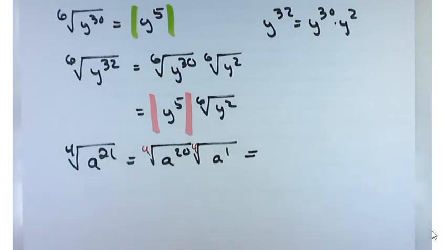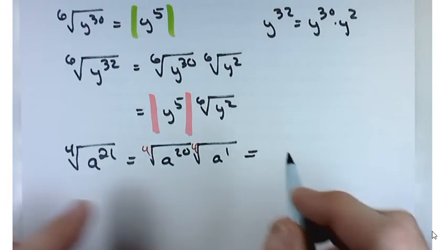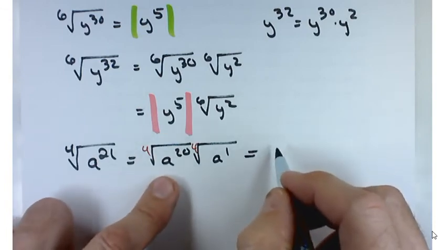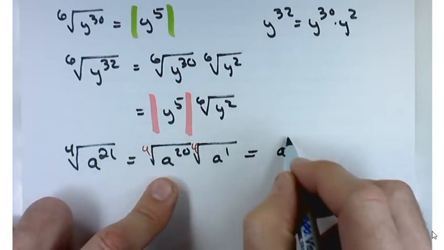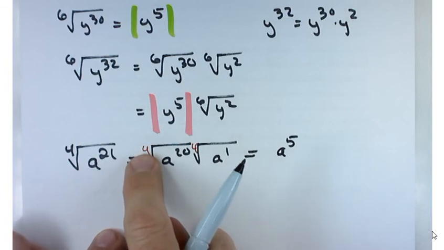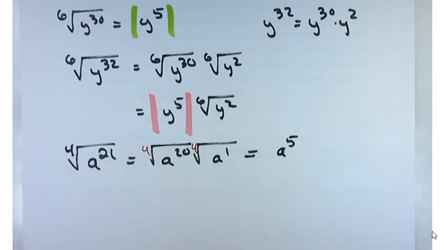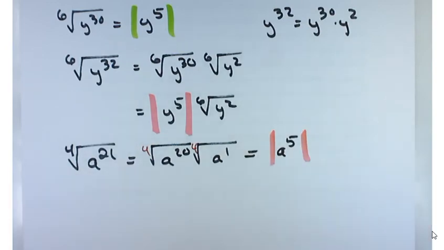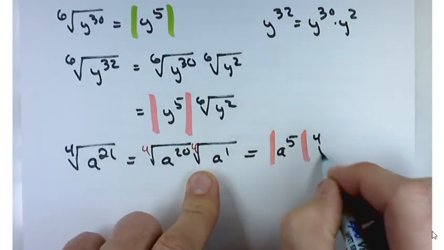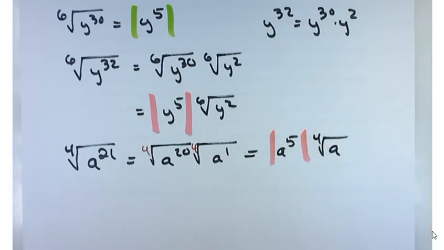See if you can finish that one up. Well done. So 20 divided by 4 is a to the 5th power. Because that was even and this is odd, we need an absolute value. Absolute value of a, times the fourth root of a. Bravo. Thank you.